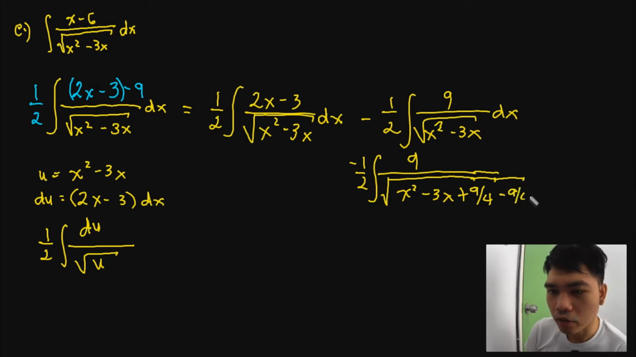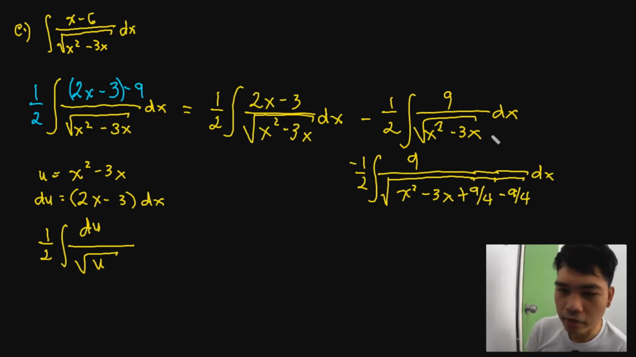So, minus 9 over 4. Okay? So, ano ba yung essence? Ba't ginagawa natin yung add then subtract? So, ang goal lang nun is to make the equation the same. Kasi kapag halimbawa, nag-add tayo dito, syempre, hindi natin mag-subtract para maging x squared minus 3x lang yung ating denominator.